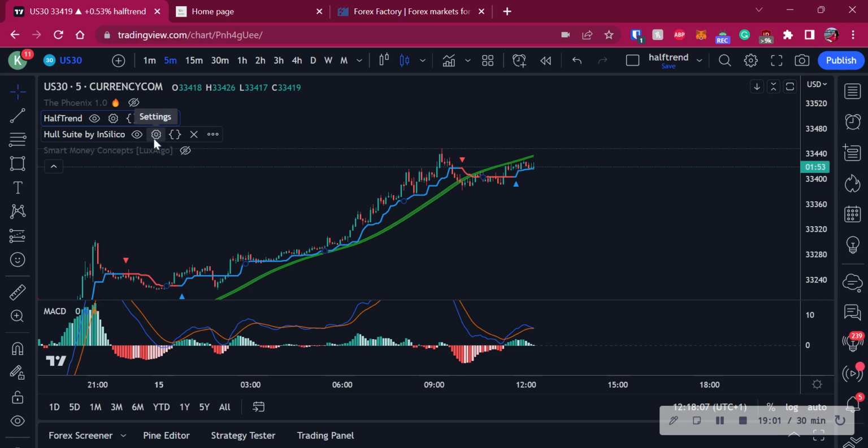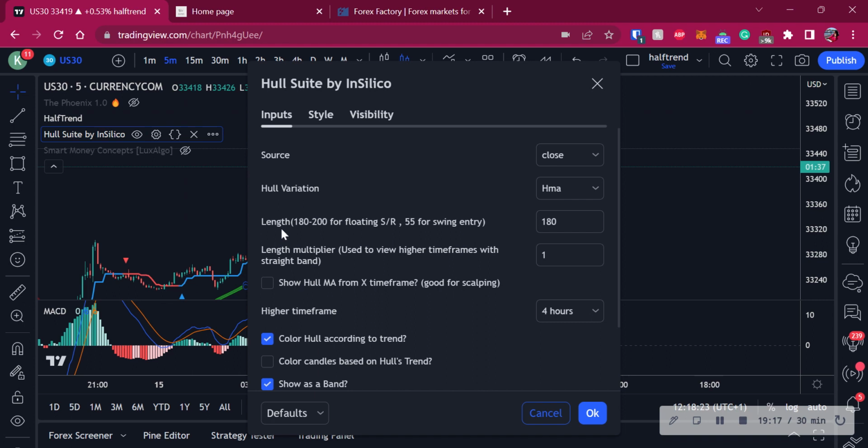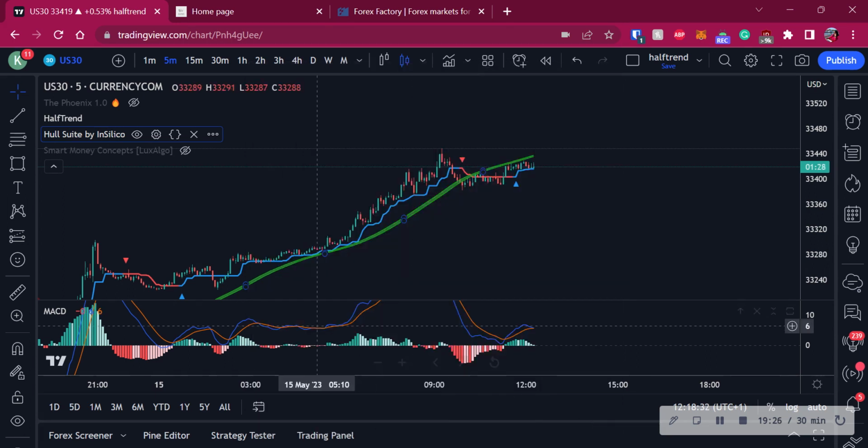And I've only tested this on US30, so please do not assume that you can play this with any pairs like GBP USD or Euro USD and think it's going to work the same, because I do not know that for a fact. So if you're going to use the default settings, always do back testing. And this one, my Hull Suite, the original was 55, and I've changed it to 180. So these were the only two settings that I have changed.